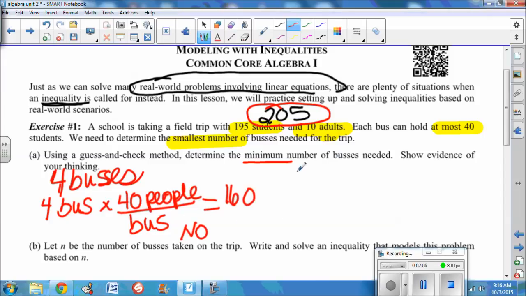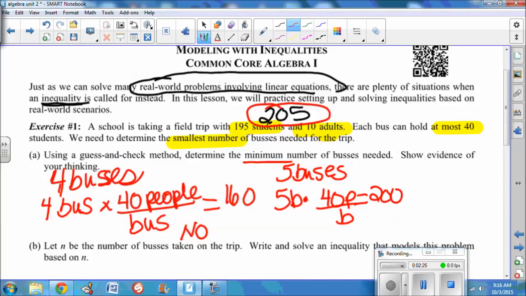So now let's try 5 buses. Let's see if that does it for us. All right, so if we do 5 times 40 people per bus, maybe I should just stick to letters here. What does that give us? That gives us 200. Is that going to work? We've got 205 people, so again, that's no. Obviously, we're almost there, so we know we're going to have to take 6 buses.